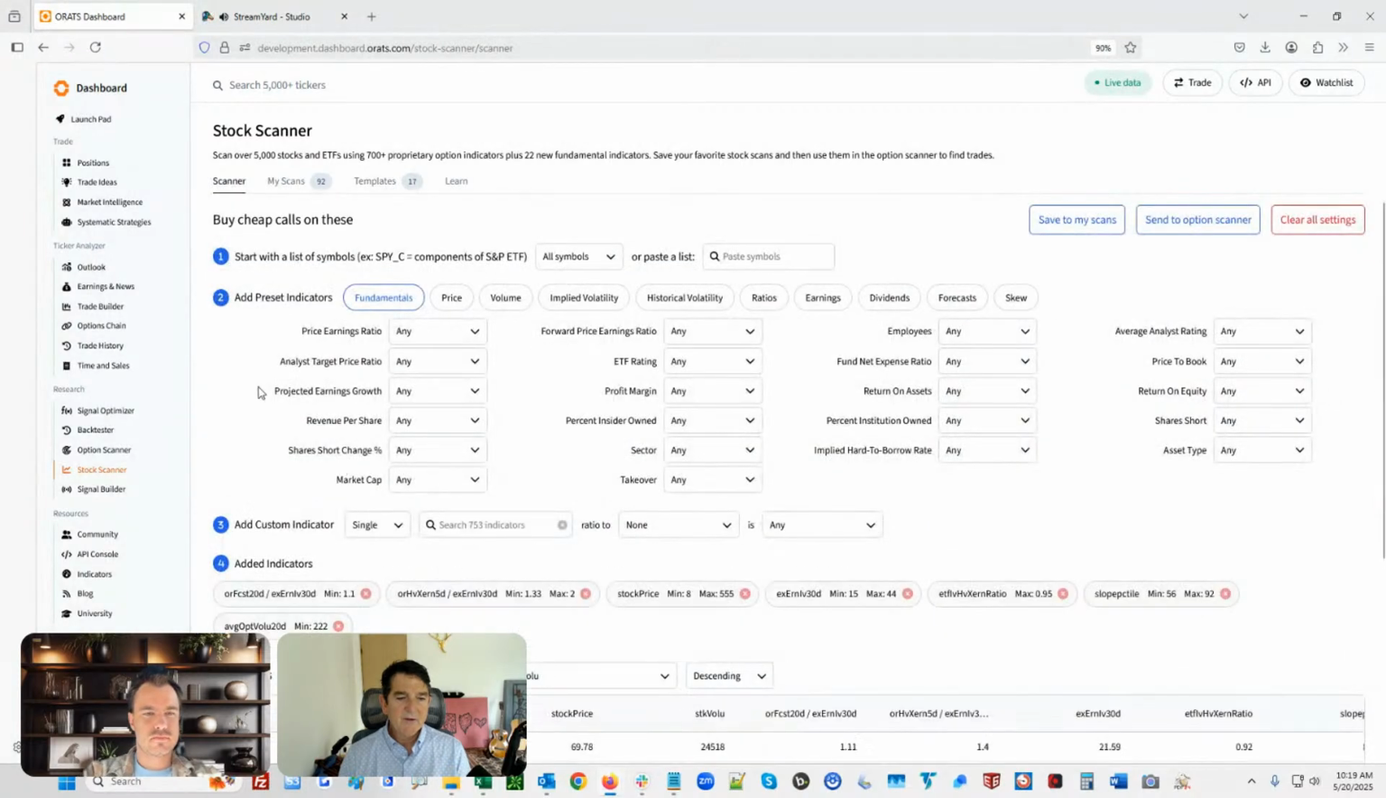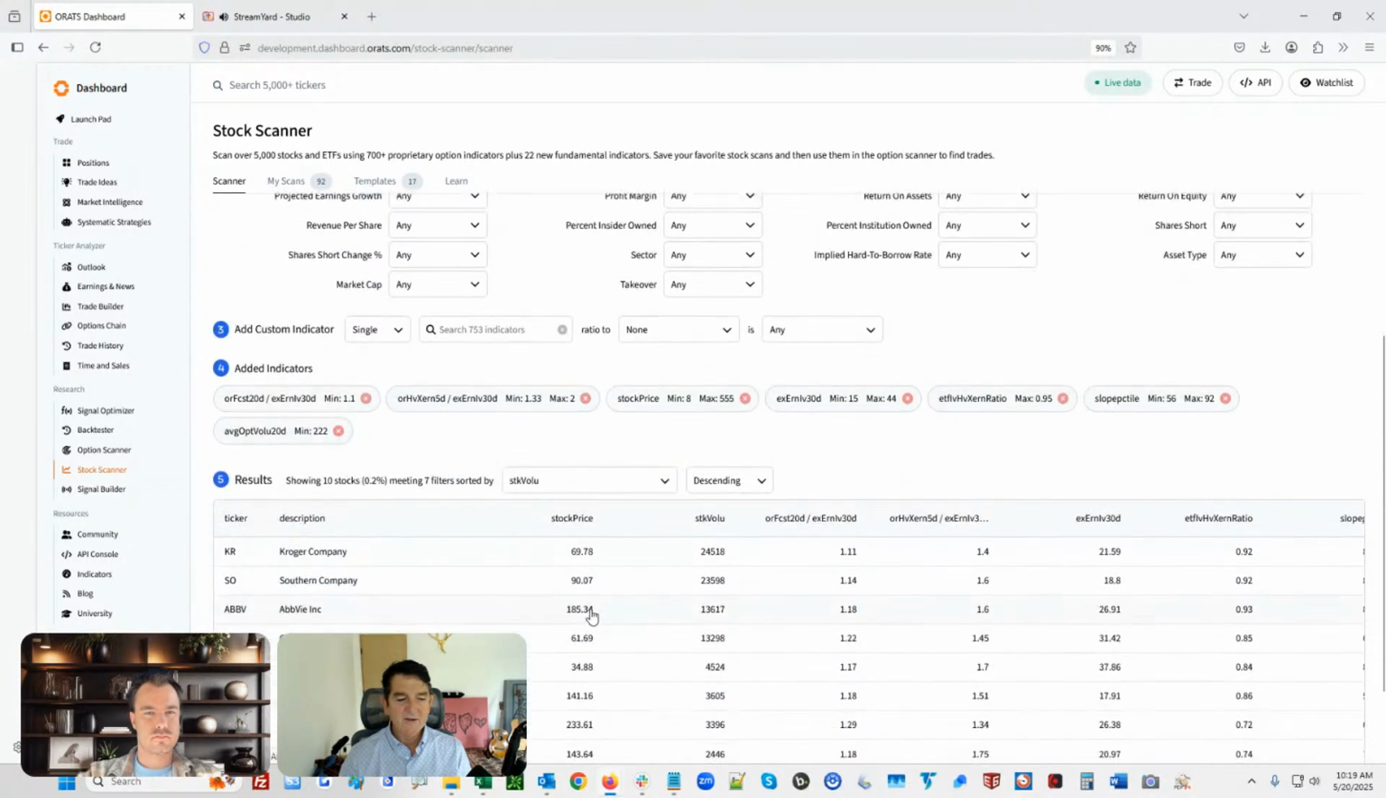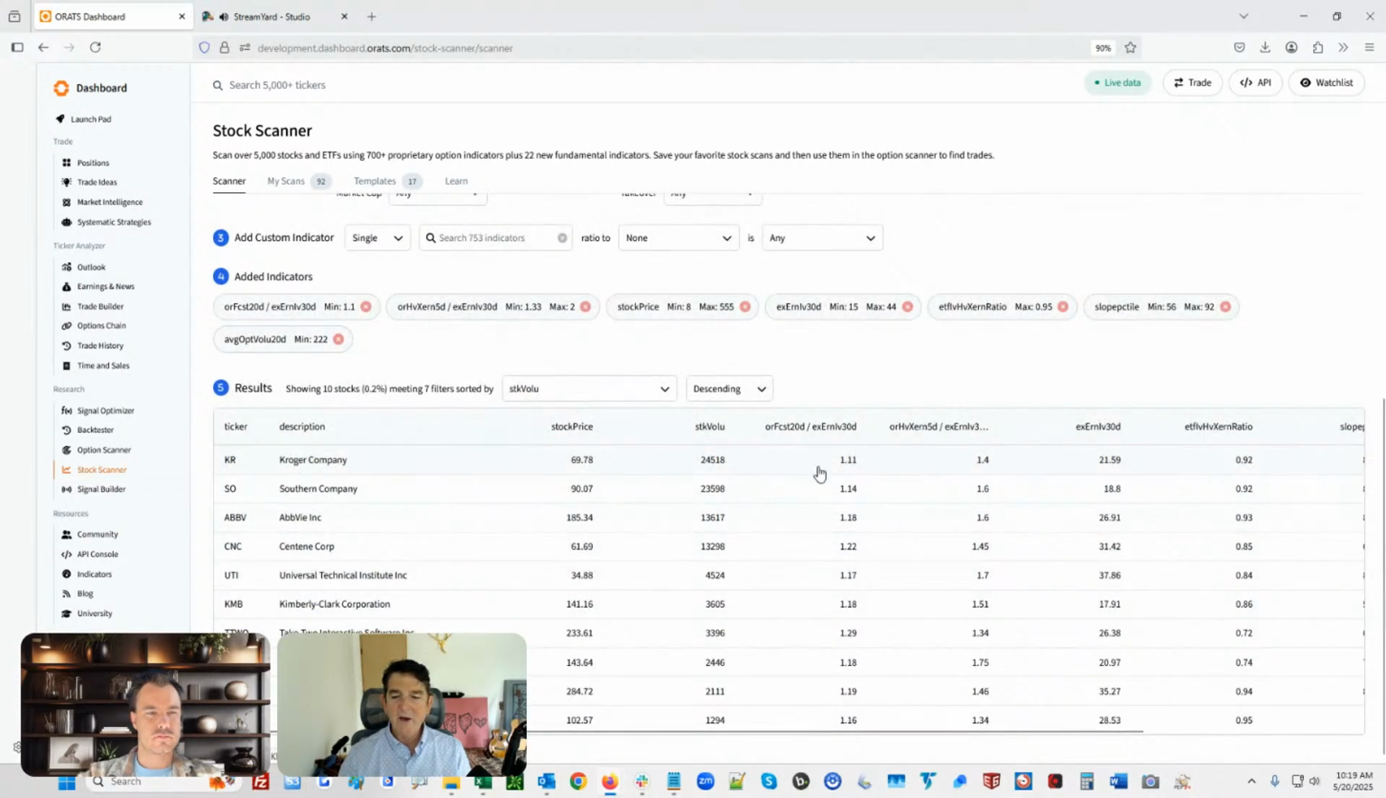Let's look at a scan. We have templates in our stock scanner, and I'm just looking at cheap calls on these types of stocks. This is the forecast divided by the implied volatility. The forecast is much higher than implied, so you want 1.1, 10% over. And then where the historical volatility is greater. These are a lot of things that might find stocks that are kind of ready to go.